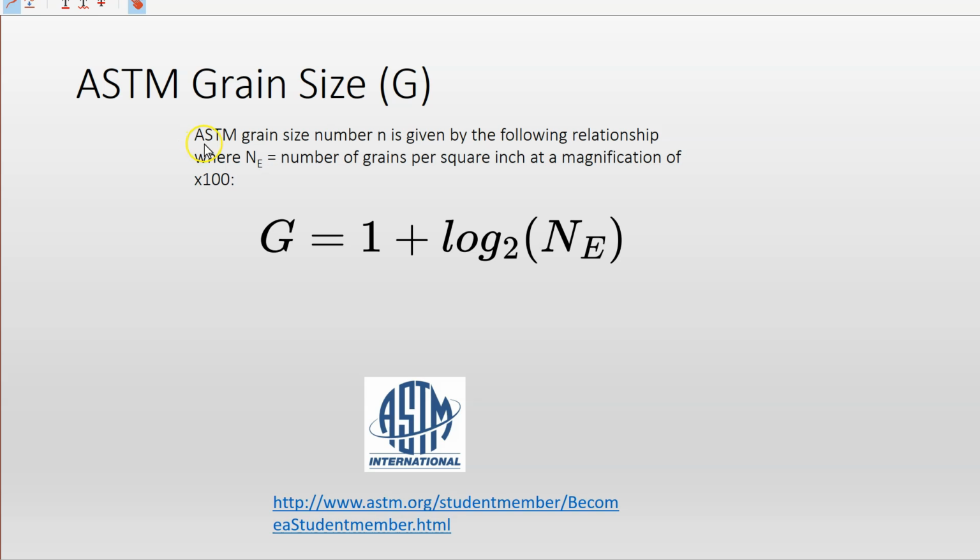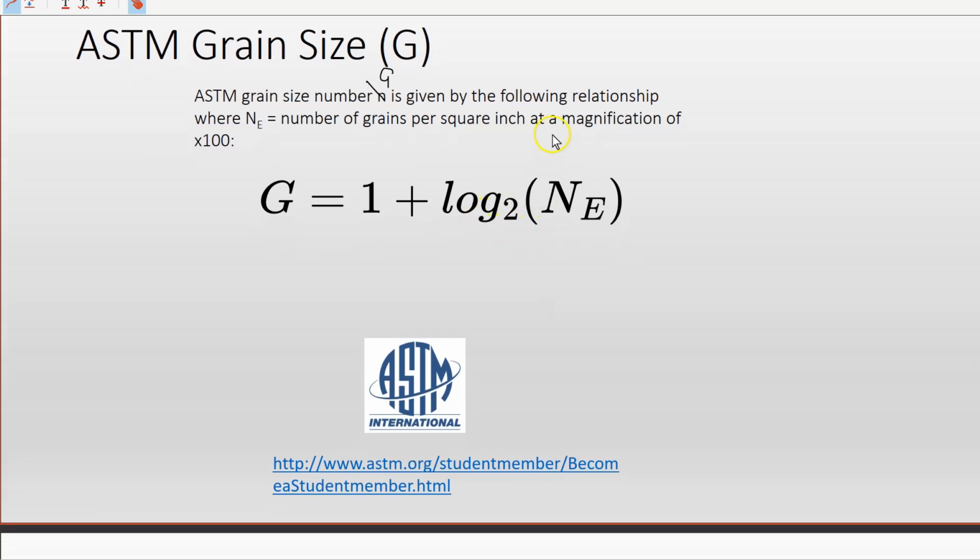So the ASTM method of grain size determination, I've made a mistake here. The grain size number here should be G. The ASTM grain size number G is given by the following relationship, where N sub E is the number of grains per square inch at a magnification of times 100. So this is based upon English units. So we've got G, and that equals 1 plus the logarithm base 2 of N sub E.